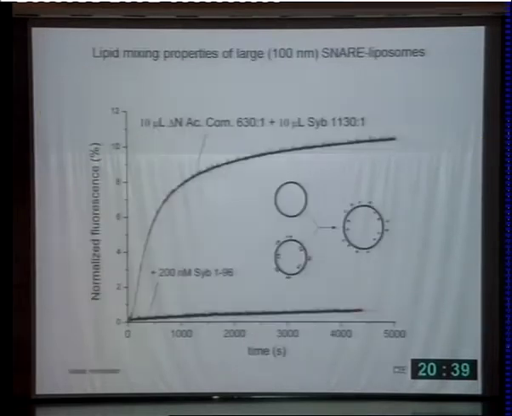Now, to address this question, we had a little bit of luck because we started to use larger liposomes where fusion is a bit slower. As I mentioned, you need a little bit more SNAREs.